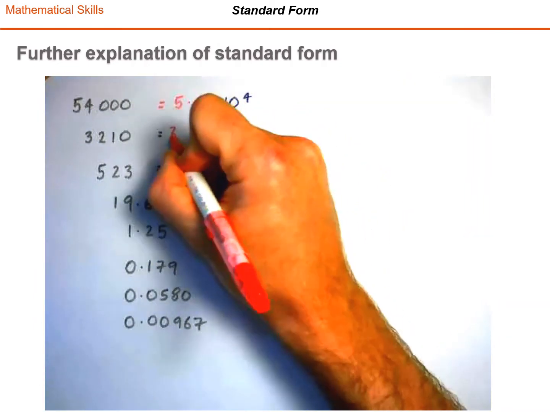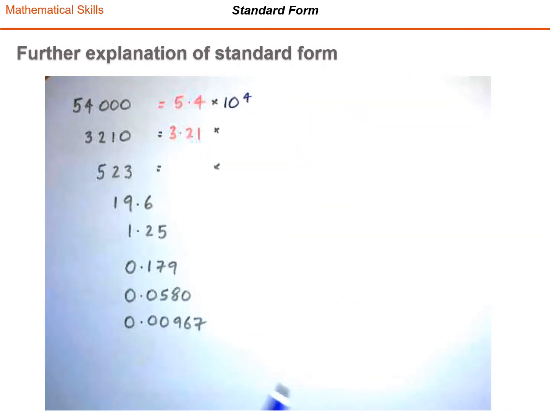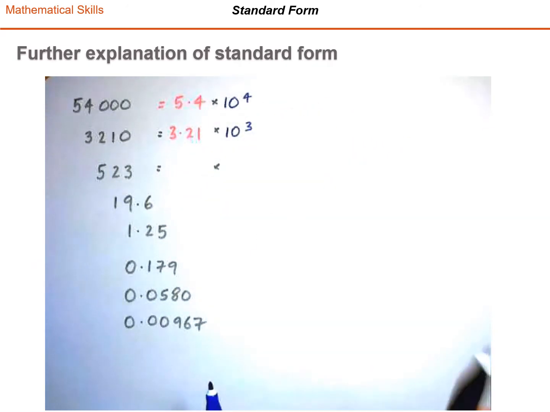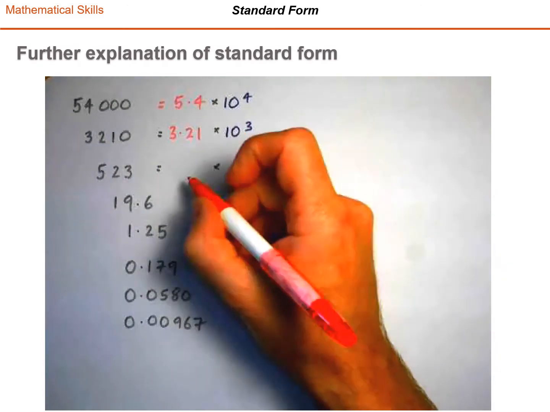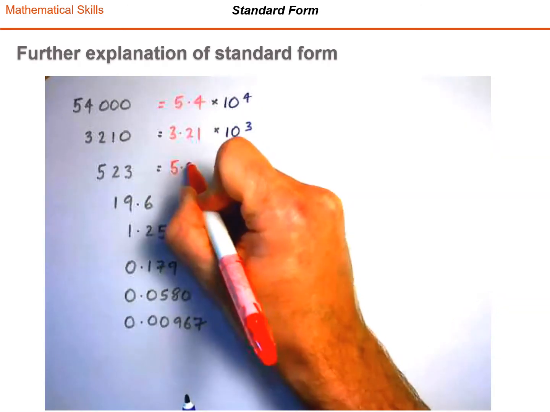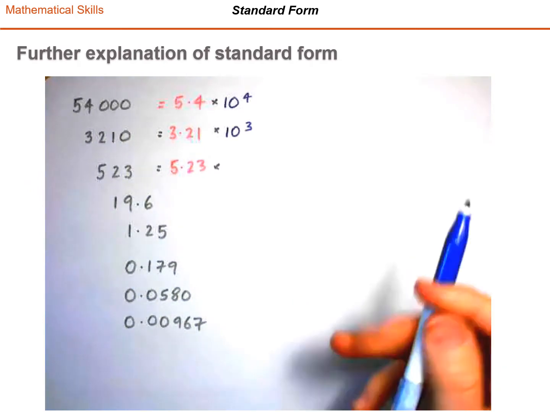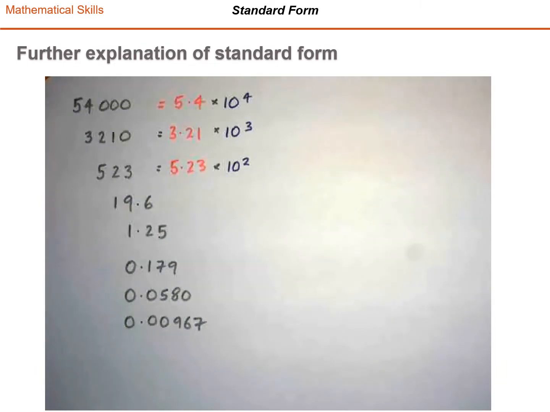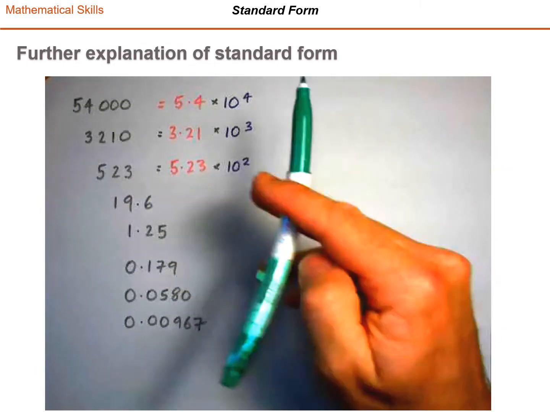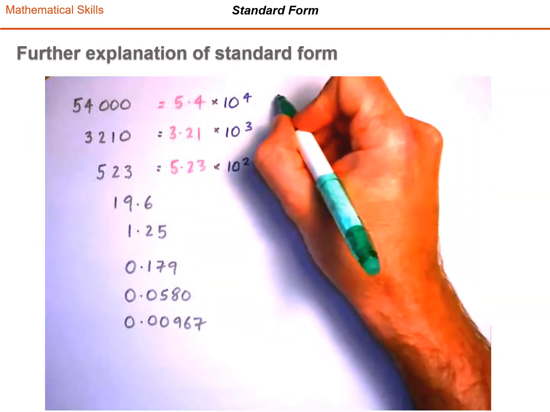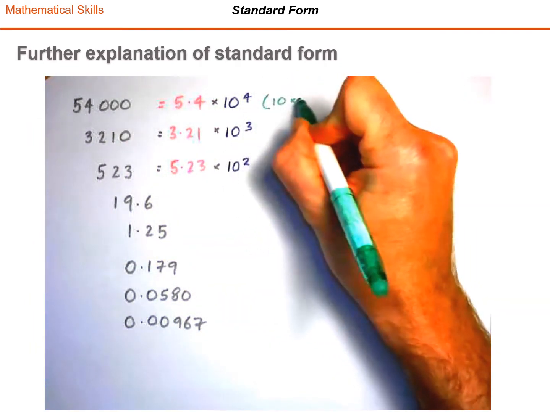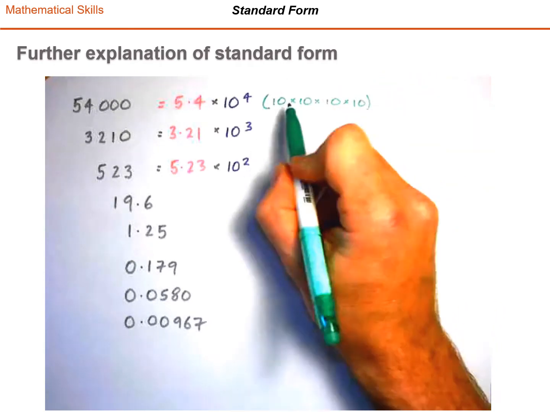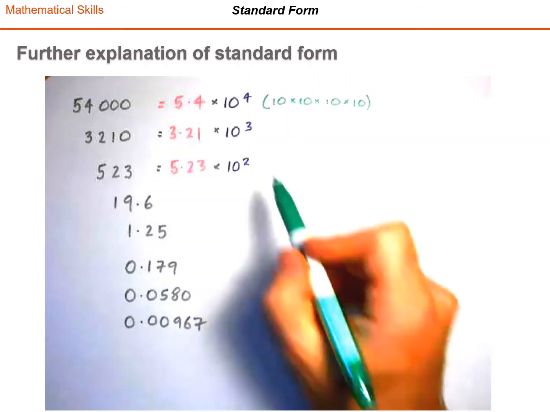3,210 can be represented as 3.21 multiplied by 10 to the power of 3. And 523 can be written as 5.23 multiplied by 10 to the power of 2. I think it's useful to go over exactly what we mean by this 10 to the power of 4. What we mean is that we are doing 10 multiplied by itself 4 times. So 10 times 10 times 10 times 10 gives us 10 to the power of 4.